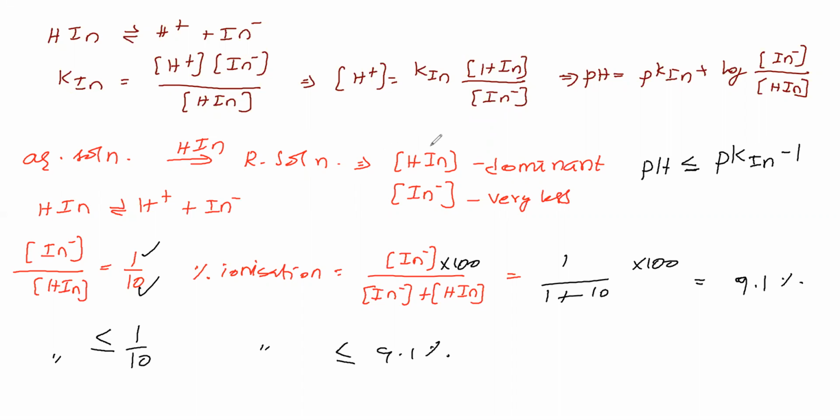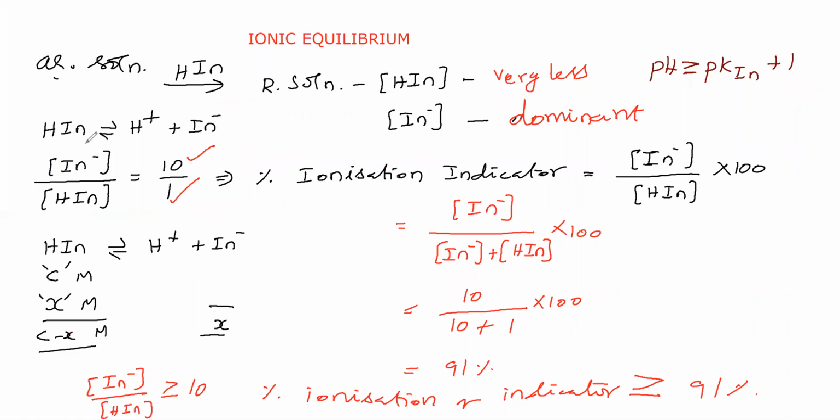So we got totally two conclusions. One conclusion is, if the pH of the aqueous solution is greater than or equal to pK indicator plus 1, then the resultant solution will exhibit the color of In minus. Now we have two conclusions. Now we will take the pH of the resultant solution as pK indicator plus 1.